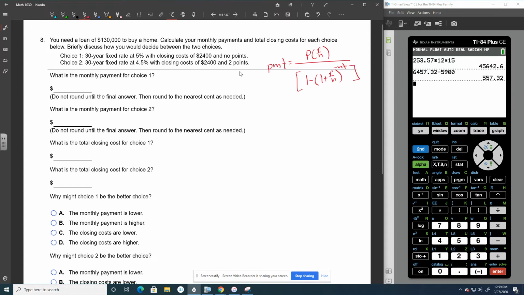Whether you put this in the apps finance solver or you plug this information into the formula, either way, your interest rate is right here. The closing costs you're going to add after. The $130,000 is your principal that you're borrowing, and it tells you how many years you'll be making payments. And just assume that you make monthly payments. Oh, it tells you right here. You're making monthly payments. So I'm going to use the app solver for this one.